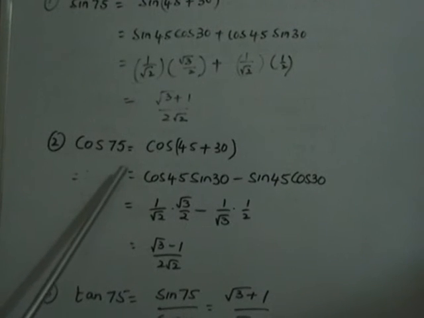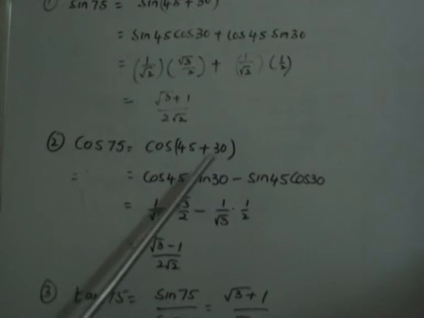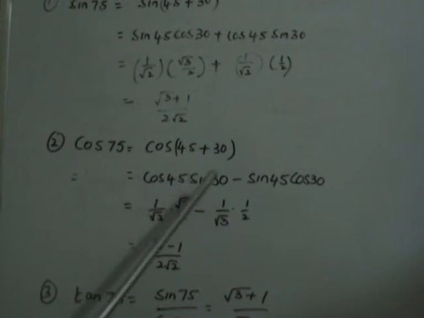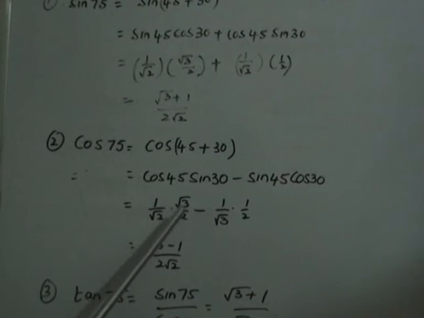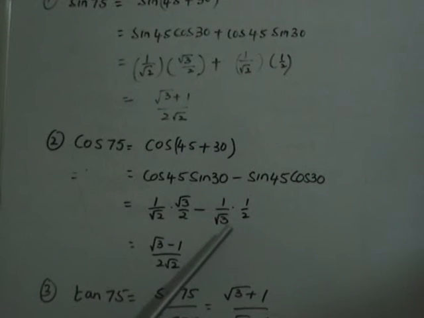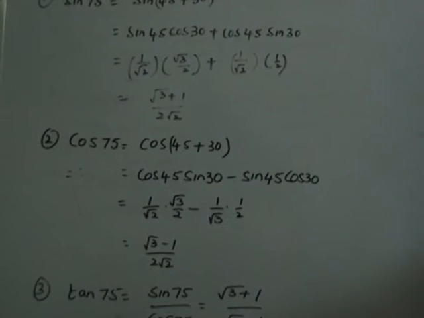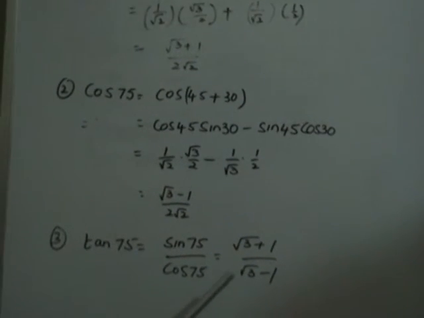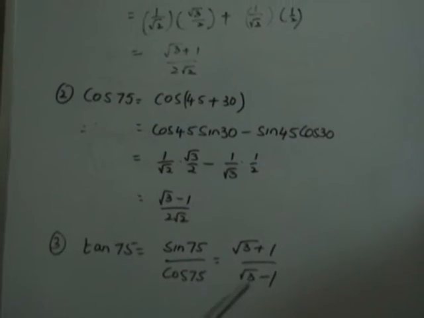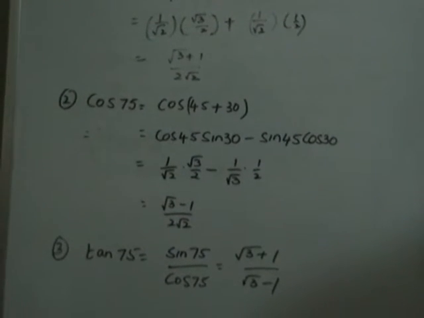Similarly, cos 75 is cos of (45 + 30), cos(A + B) = cos A cos B - sin A sin B, 1/root 2 into root 3/2 minus 1/root 2 into 1/2, which is (root 3 - 1)/(2 root 2). Tan 75 is nothing but sin 75/cos 75, which is (root 3 + 1)/(root 3 - 1).